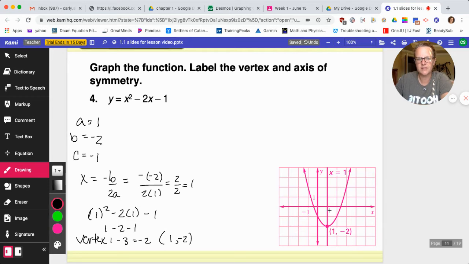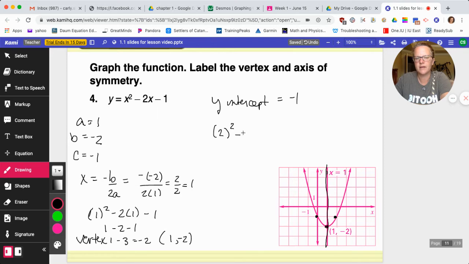Our axis of symmetry, so we plot the vertex, (1, -2), and we draw the axis of symmetry through the vertex. The y-intercept is -1 right here, and we reflect it over. And then we plot one more point. We already have x equals 1, so let's try x equals 2.